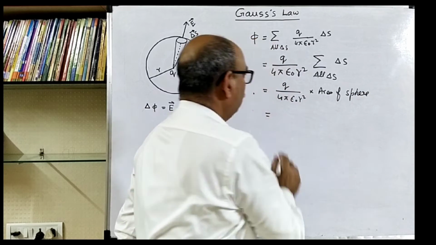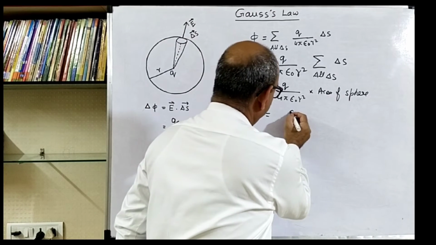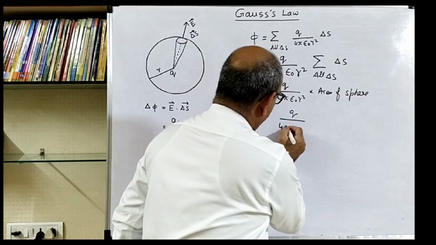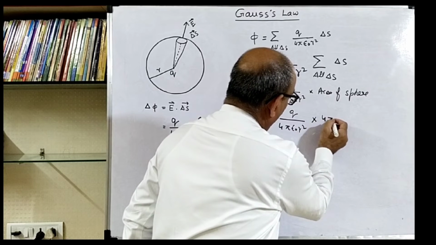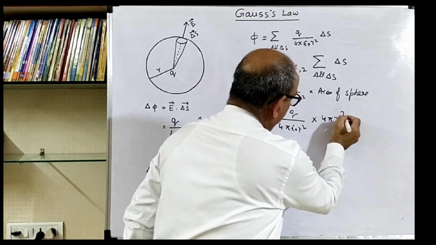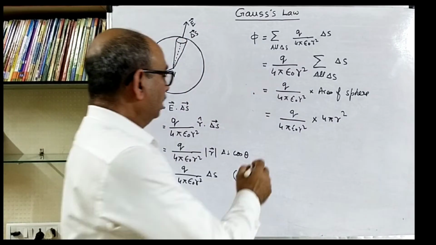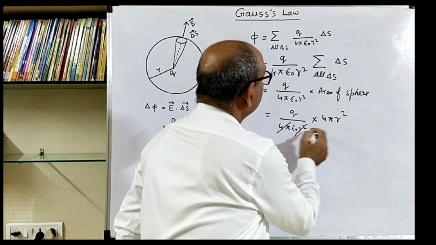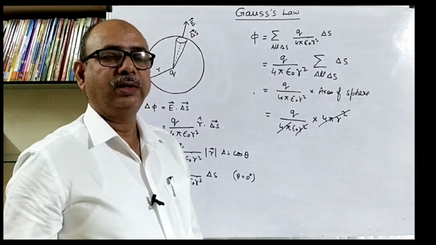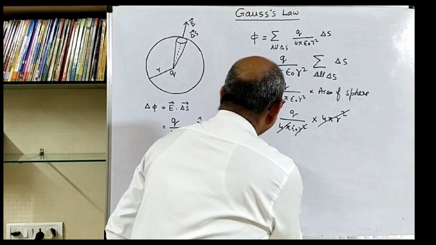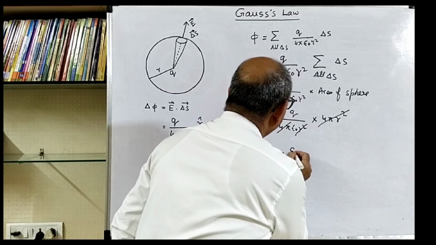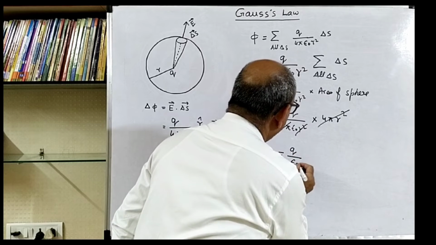And we know the value of the area of sphere. So Q upon 4 pi epsilon naught r square into 4 pi r square. 4 pi r square is cancelled out. That means total flux passing through the sphere phi equal to Q upon epsilon naught.